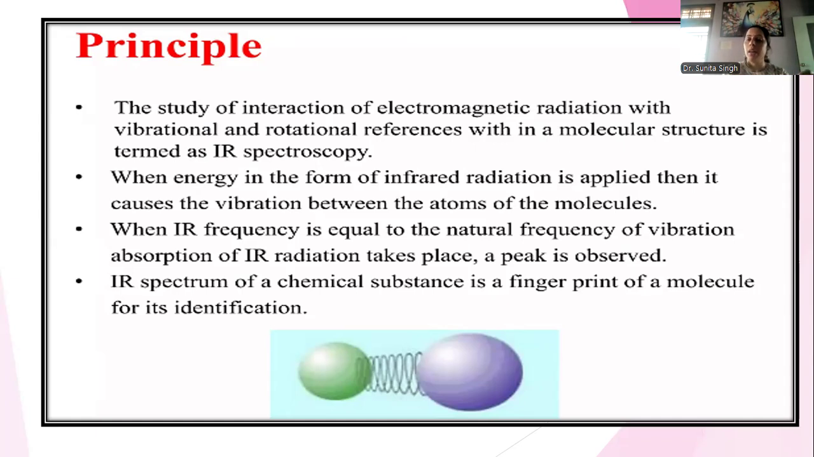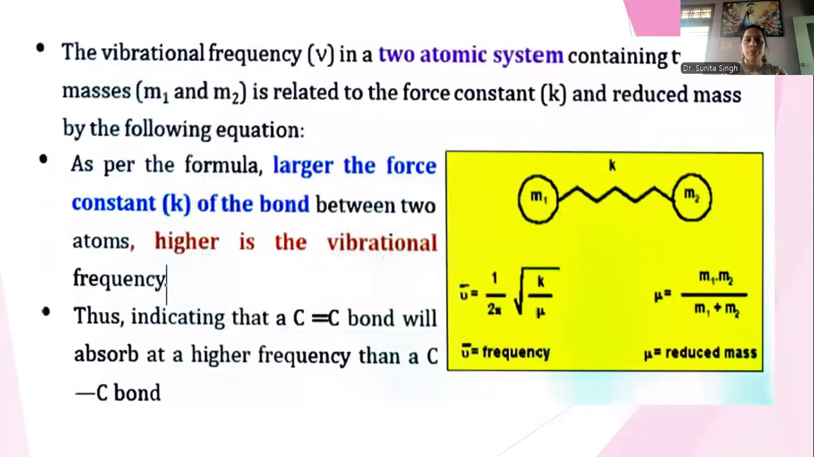The term fingerprint is used because it is unique for everyone. My fingerprint can't be similar to your fingerprint. So this IR spectrum gives a fingerprint of that molecule. It means it will help to differentiate it from other molecules. It is a particular unique spectrum of the given molecule or the given compound.